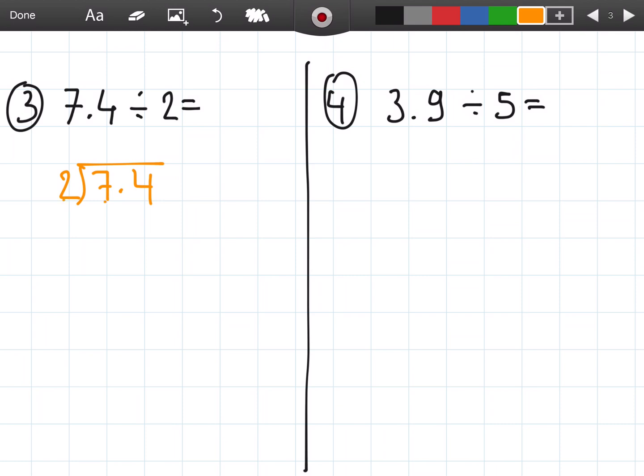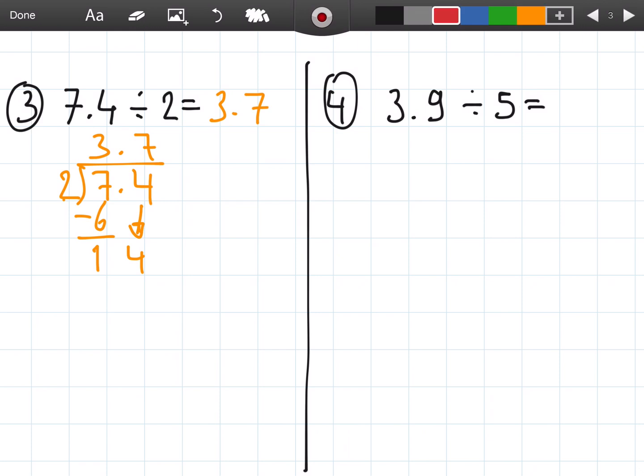We know that 2 times 3 is 6, so 7 minus 6 is 1. We're keeping the decimal point in the same position. Then we bring down the 4 to give us 14, and we say how many times does 2 go into 14? 7. So 7.4 divided by 2 is 3.7.